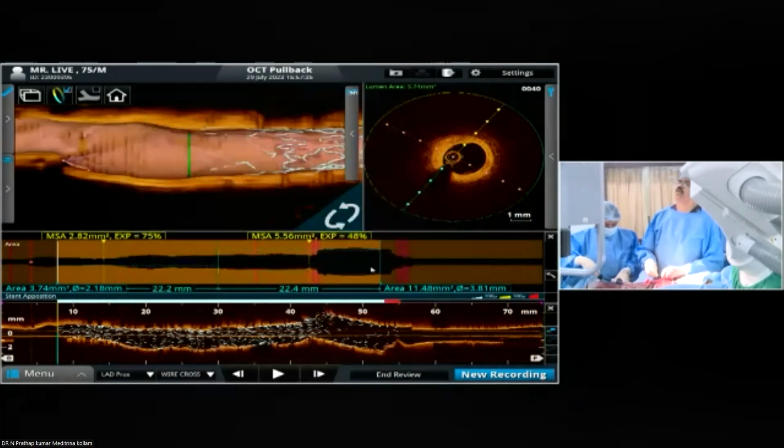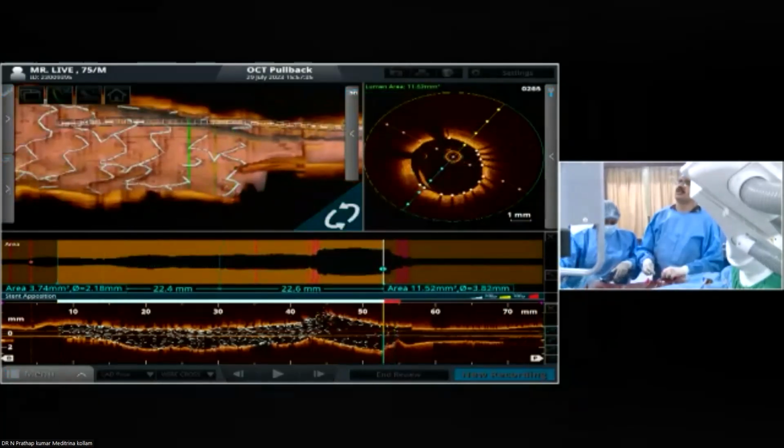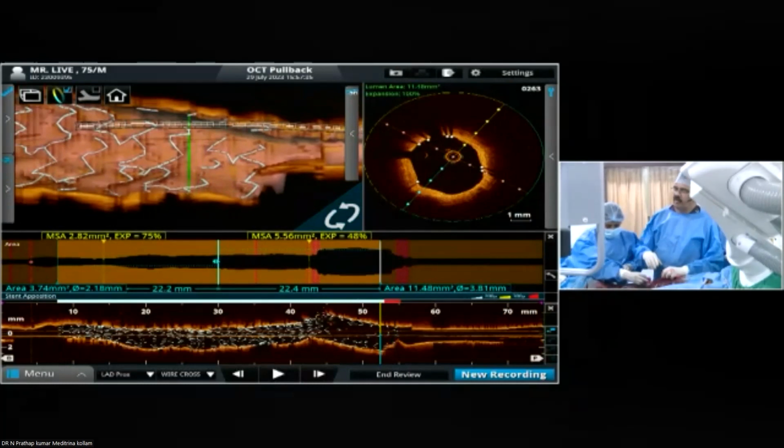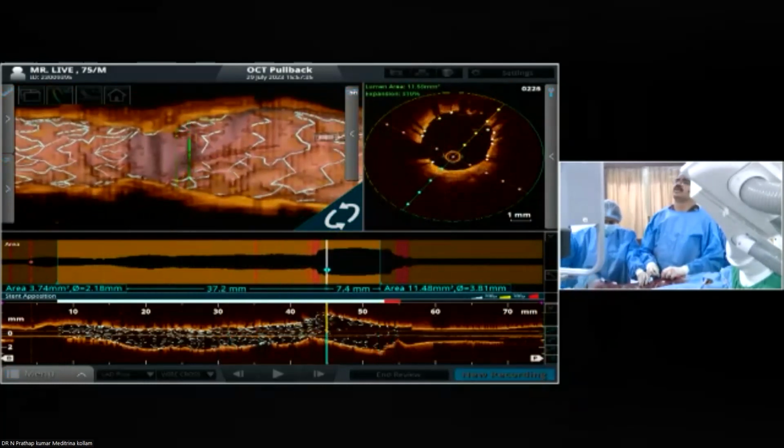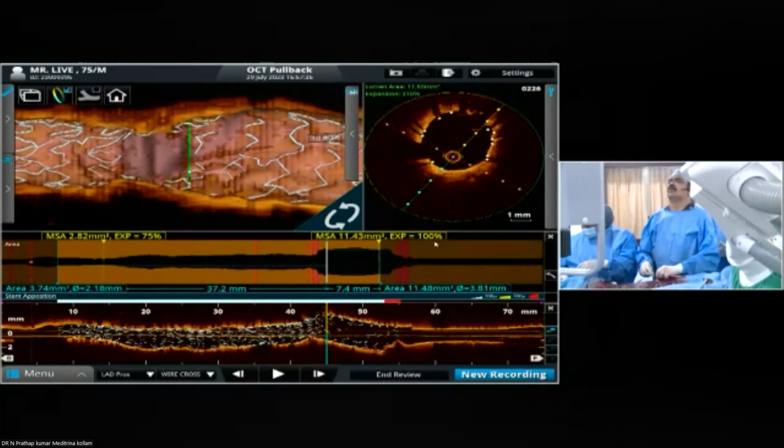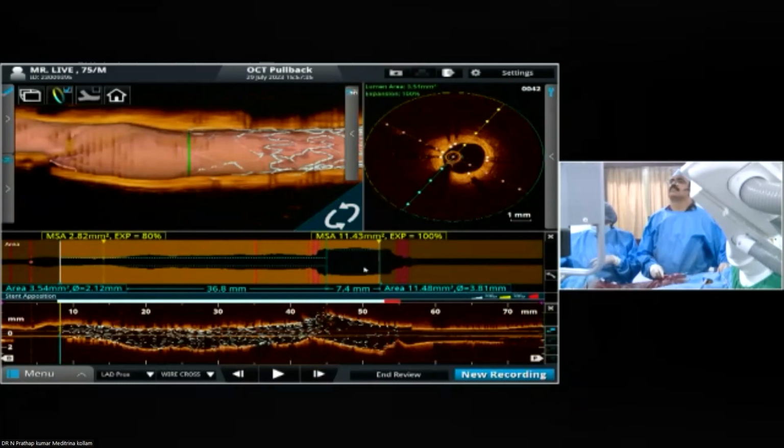But LAD ostium is not fully covered by the stent. We have seen the OCT. The OCT was showing 1 or 2 struts actually, 1 millimeter away from the ostium. So whatever you do, you may not be able to get the same result. Now I have a struggle to take the balloon. Okay, LAD ostium was not fully covered by the previous stent.